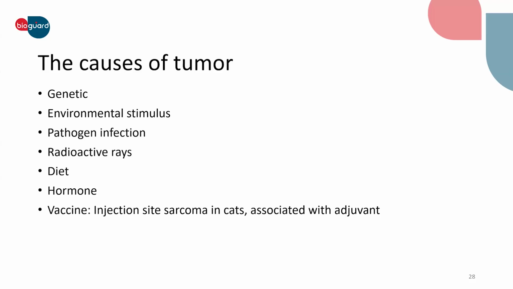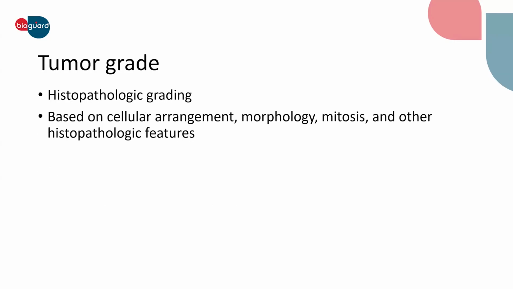Diet and hormones matter too. Obesity, high-fat diets, or long-term estrogen exposure increase cancer risk. A unique example is injection site sarcoma in cats, linked to adjuvanted vaccines. Chronic inflammation at the injection site may lead to tumor formation. All these factors, inherited or acquired, interact in a complex way to drive tumorigenesis.